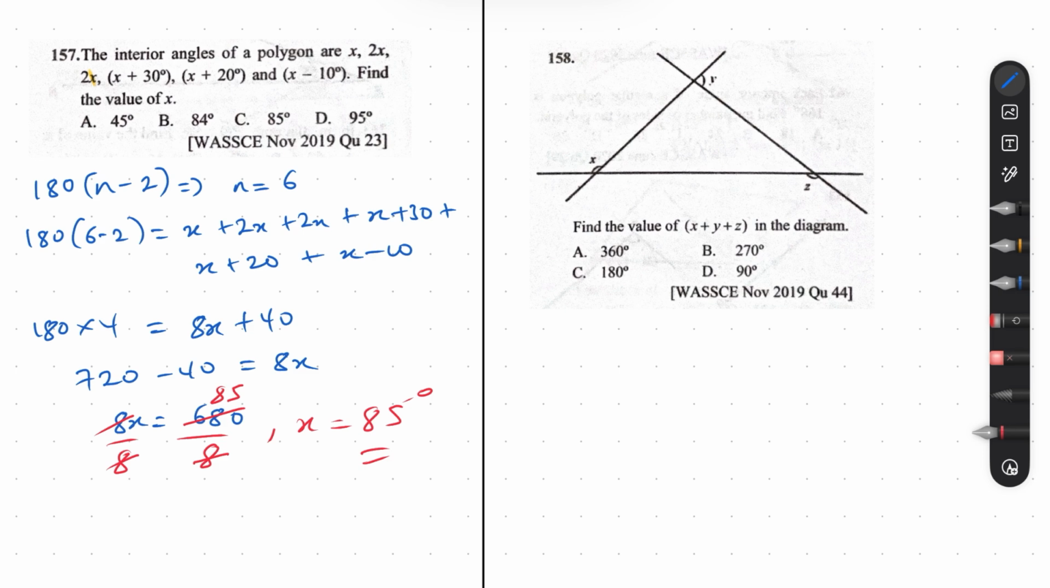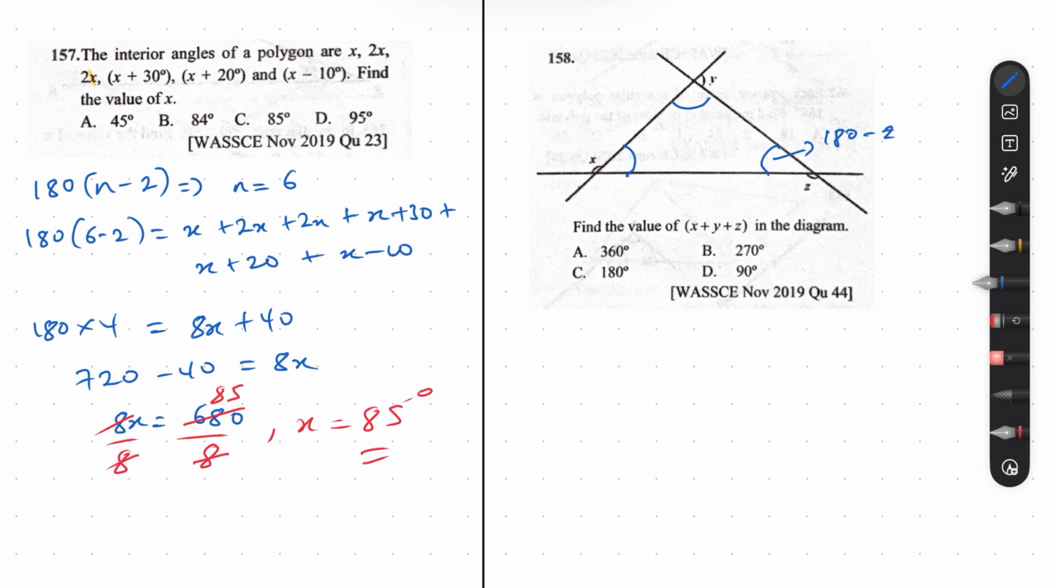Let's move on to question number 158. The question says we should find the value of x plus y plus z in the diagram. In order to find that, we need to find these interior angles. Now, when we look at this angle, it is supplementary to this angle z. That means when we add z and this angle, we should get 180. That means this angle will be 180 minus z.